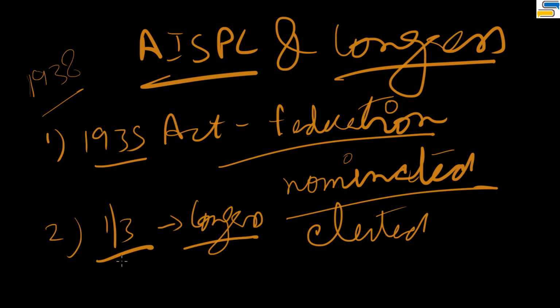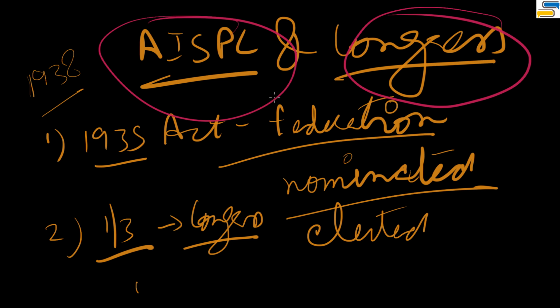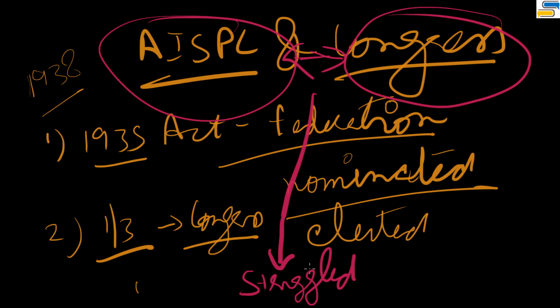So that is why in all this movement, Congress and All India State People Conference, these two said that we will interfere, that we want you to have direct representation, not nomination by the princes. And when these two demands were raised by the All India State People Conference and Congress, all this led to greater struggle.